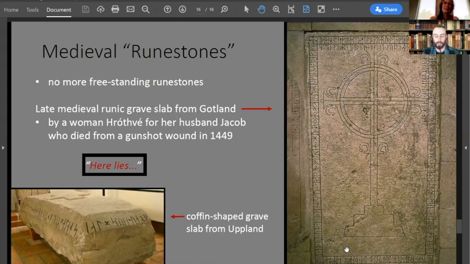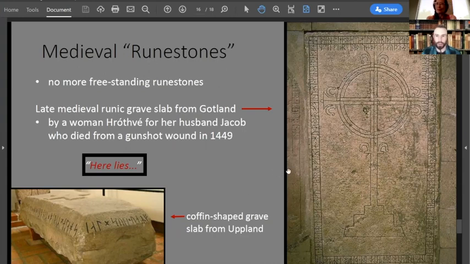And oftentimes, they don't mention the sponsor, so the people who raised the runestone, but only the deceased person. So instead of "person A raised the stone in memory of person B," these typically only say, "Here lies person A," which sounds a lot like a modern headstone. There are exceptions though, and actually both of these are exceptions.